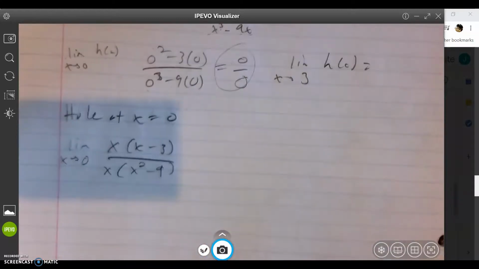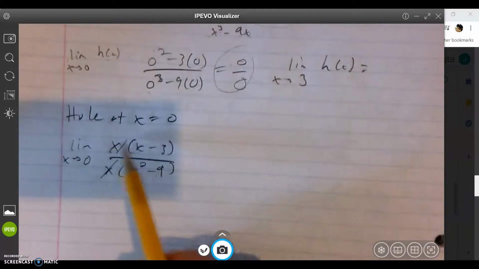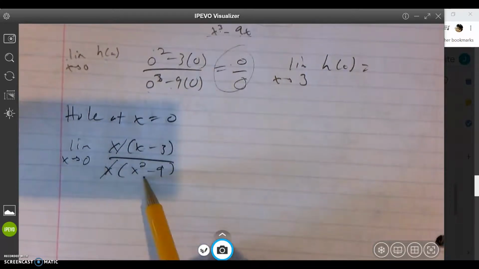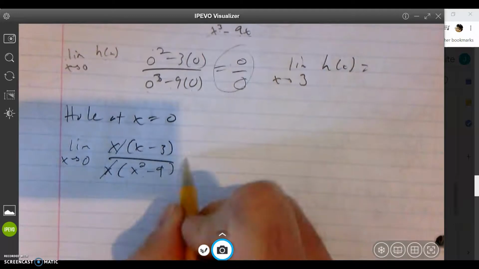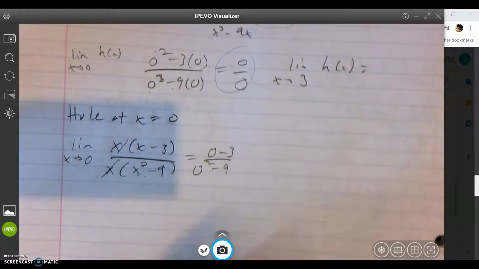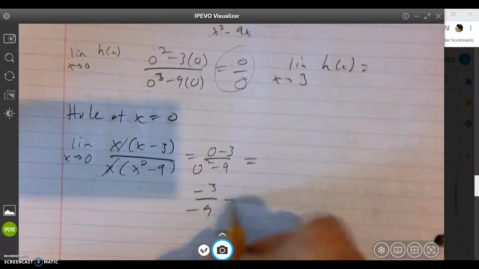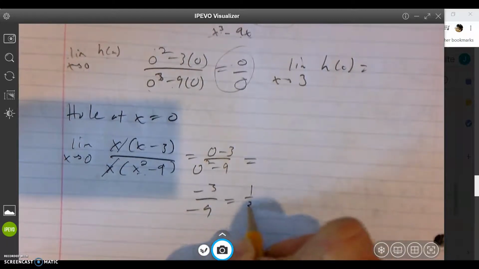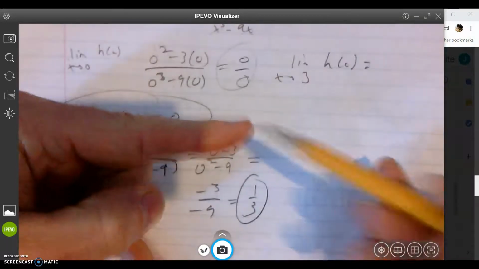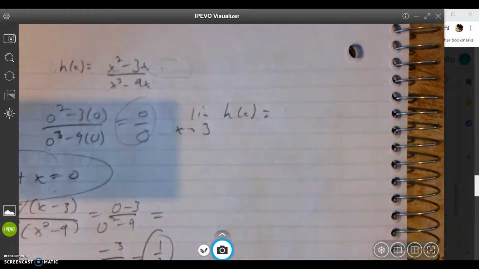Bam. So I can simplify this if I want. x divided by x is 1. So I can get that out of the way. Now I can plug in 0. Let's see what I get. So it's going to be 0 minus 3 over 0 squared minus 9. So that's going to be negative 3 divided by negative 9, which simplifies to, oh yeah, 1/3. So there's a hole at x equals 0, and the limit from both sides, you're approaching the y value of 1/3. Cool.